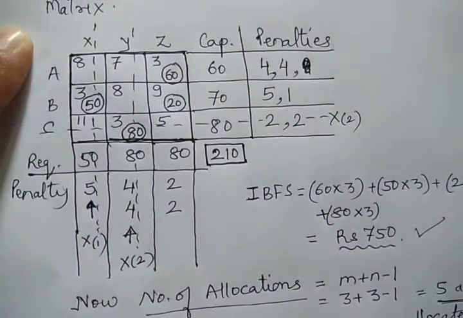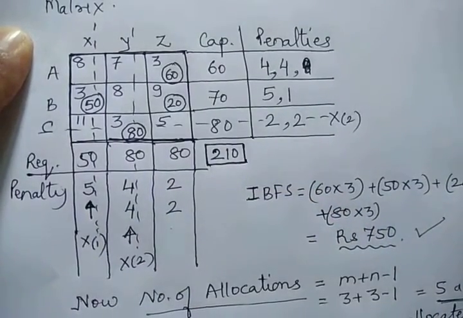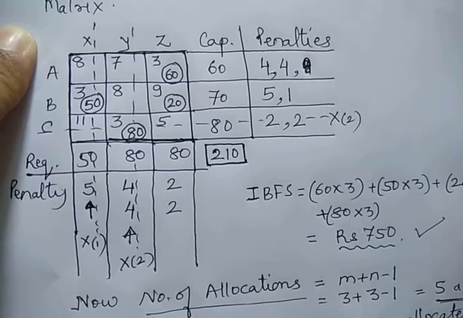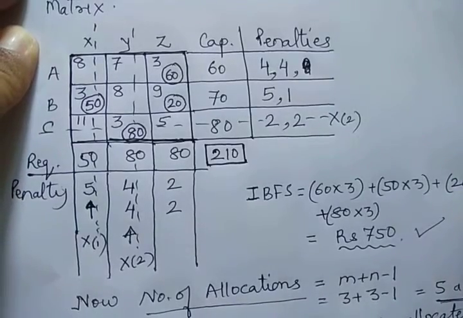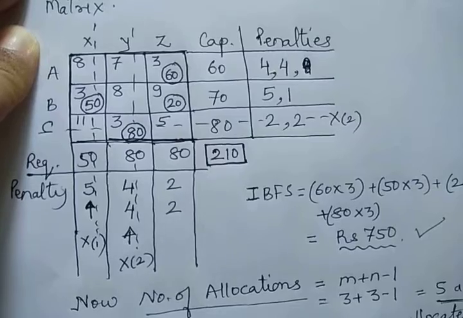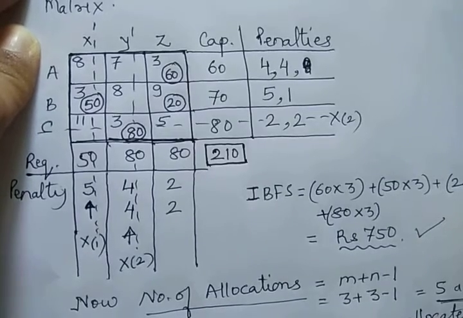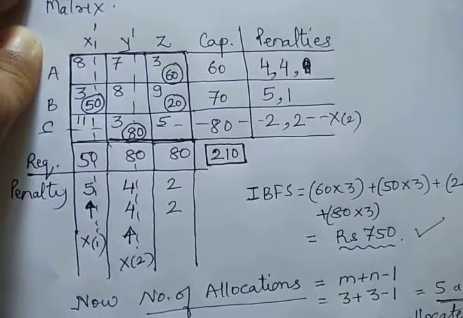Here I have got only 4 allocations, 50, 60, 20 and 80. Since the number of allocations does not satisfy the formula, being 1 less, such a problem is called a degenerate problem. It is called what? It is called a degenerate transportation problem, or we say that degeneracy exists in the transportation problem. For such a problem, what we have to do is make the number of allocations 5.